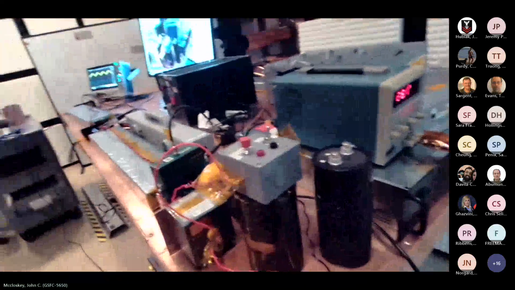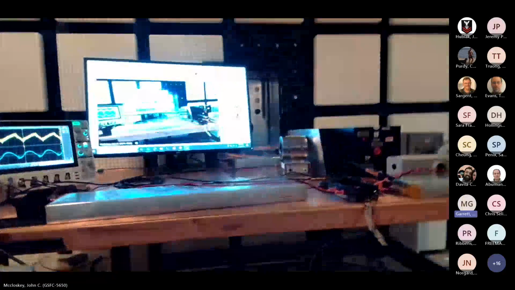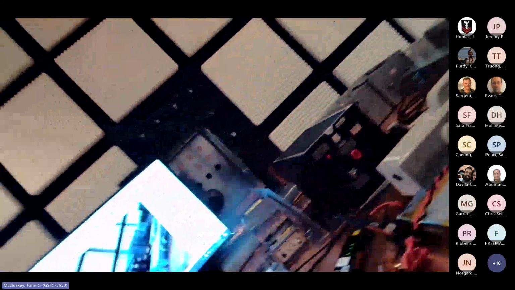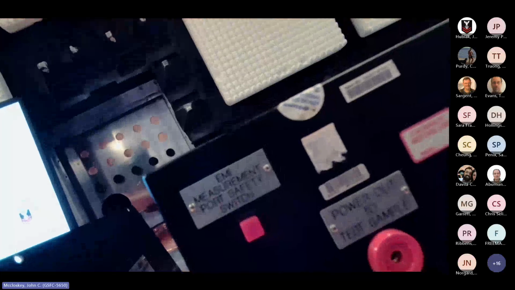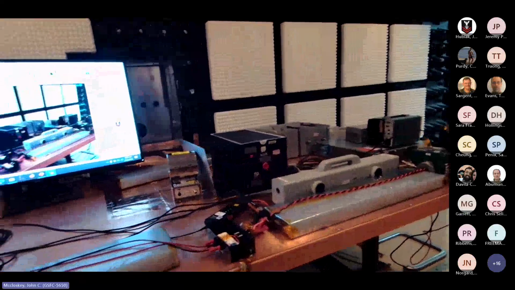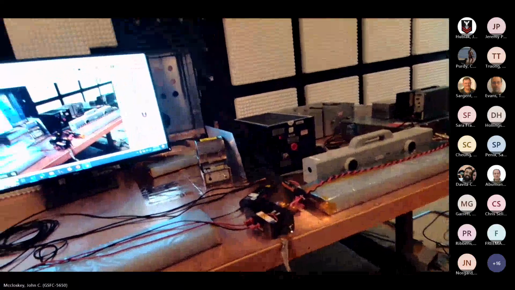John, question. This is Mike Garrett. On that 50 microhenry LISN you just passed, is there a button on there on the upper left? What is the function of that? Measurement port safety switch. I think it just open circuits things if things kind of go haywire. Okay, thanks. The 5 microhenry LISNs don't have that.